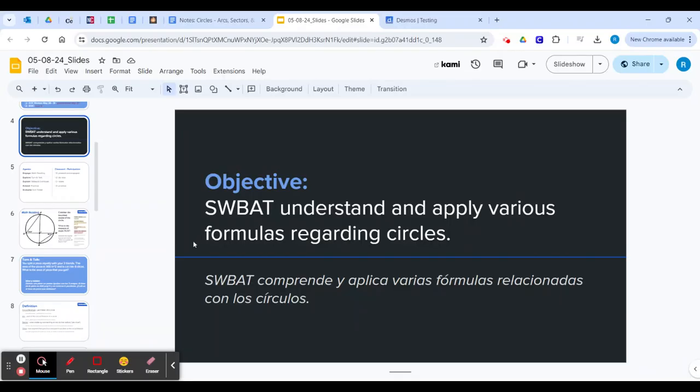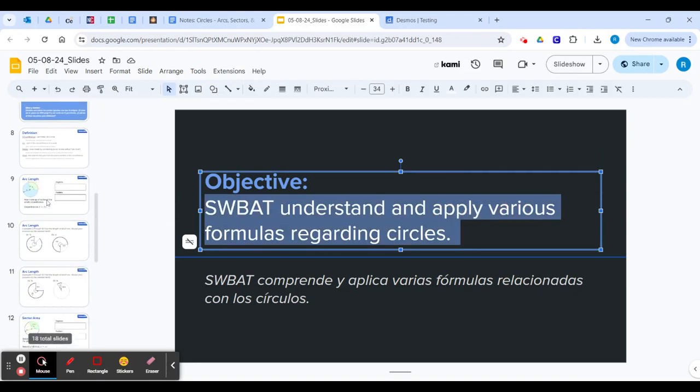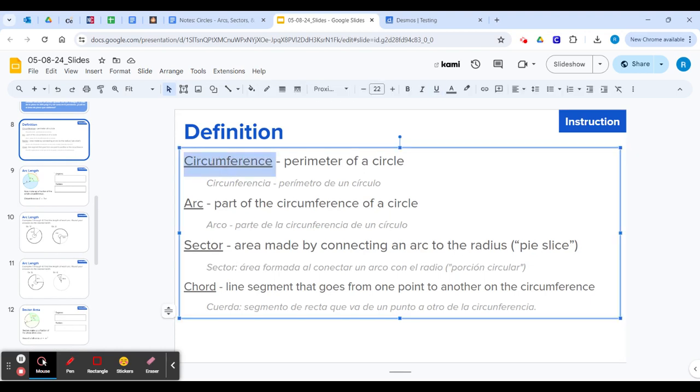All right, today is our second day working with circles, and we're going to apply some various formulas here dealing with arcs, sectors, and chords. So let's first get some definitions down. The first one that we want to recall, even though you probably remember this already, is the circumference. We're going to be dealing with that a lot today. And that's just the perimeter of the circle, that outer edge.